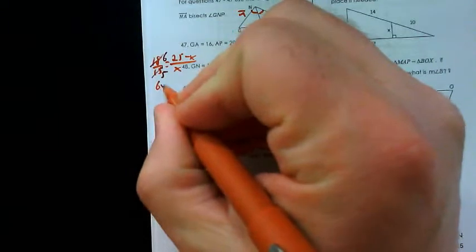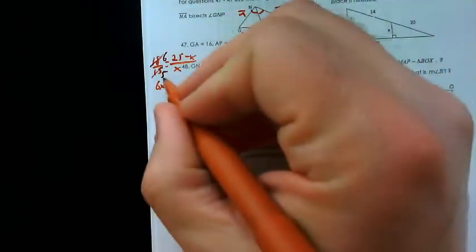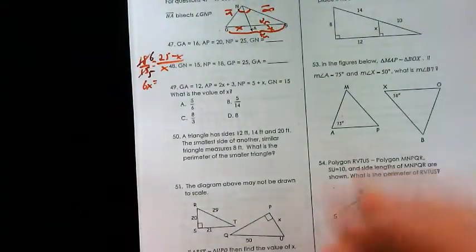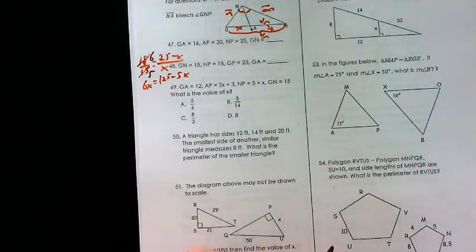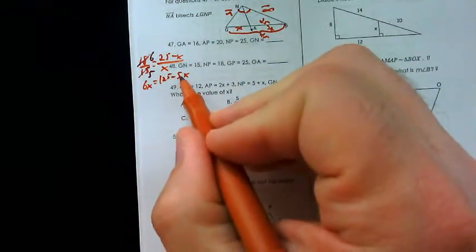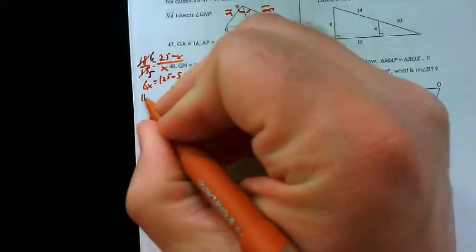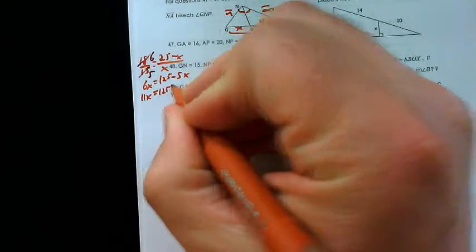So 6 times X equals, again, this 5 gets multiplied to both of those values. So 5 times 25, 125. 5 times X, negative 5X. Bring this negative 5X over to the other side by adding positive 5X. So you get 11X equals 125.